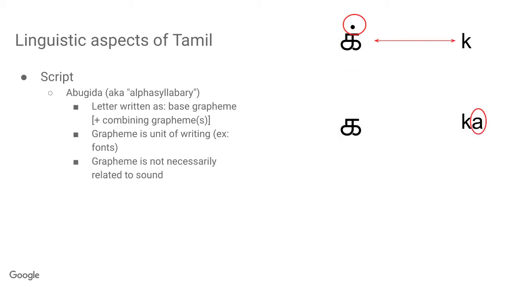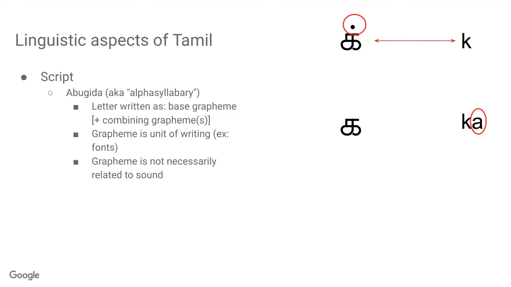But graphemes do not always represent sound. The dot, known as a pulli, which means dot, when placed above the ka, now makes it represent the pure consonant ik. The dot cannot be pronounced, but it is a grapheme.